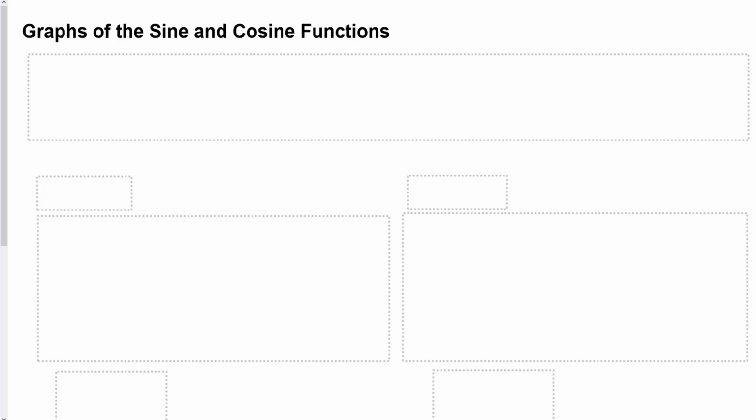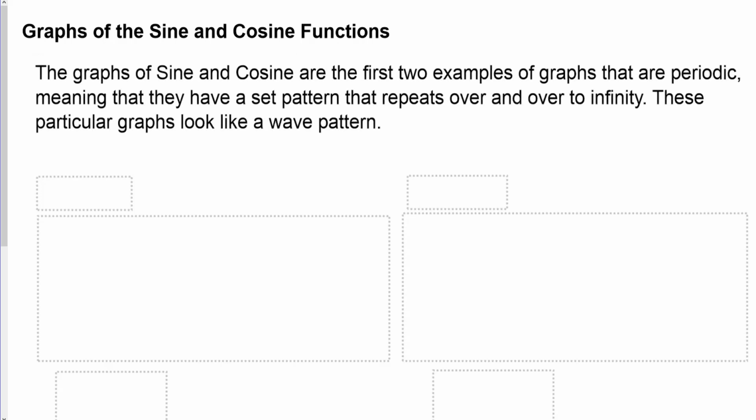In this lesson, we're going to learn all about the graphs of the sine and cosine functions. The graphs of the sine and cosine are the first two examples of graphs that are periodic, meaning that they have a set pattern that repeats over and over to infinity. These particular graphs look like a wave pattern.